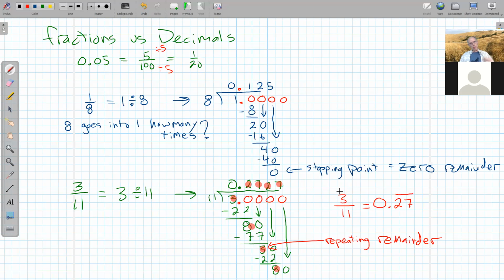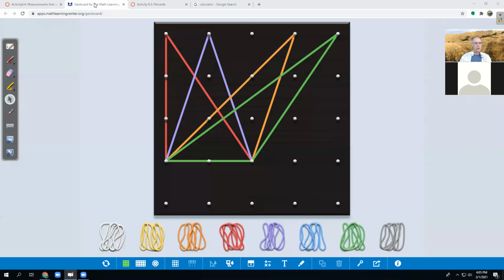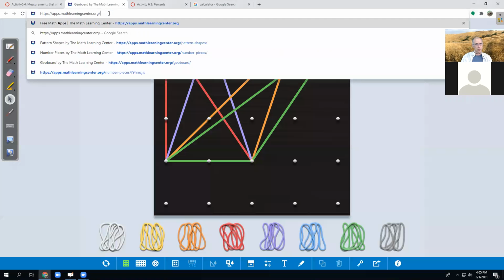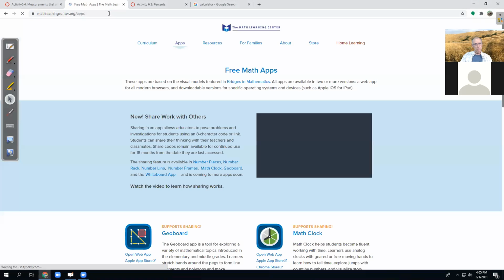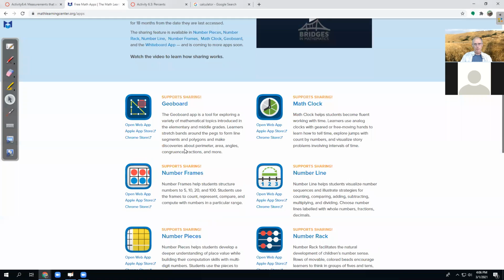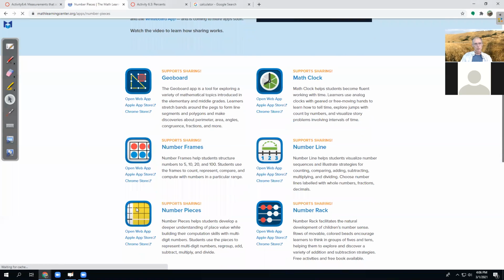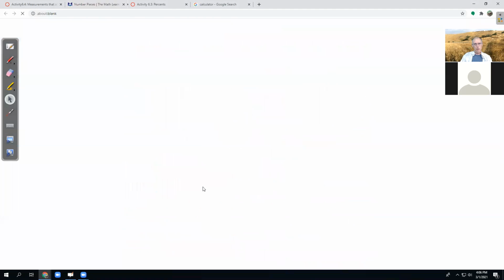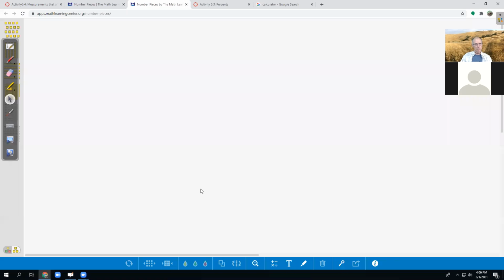All right, so that's an overview of decimal basics. Reminder, for those of you who aren't the best drawers like me, the Math Learning Center, and I have links to it in other places, has that Number Pieces app that we've used plenty of times before.